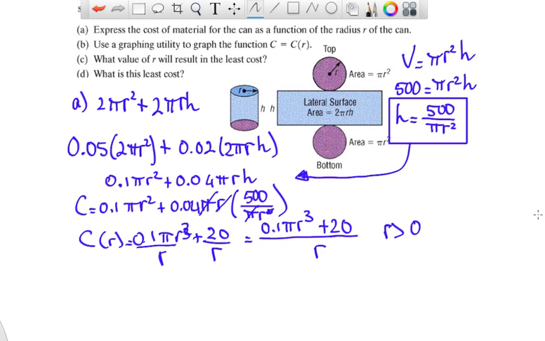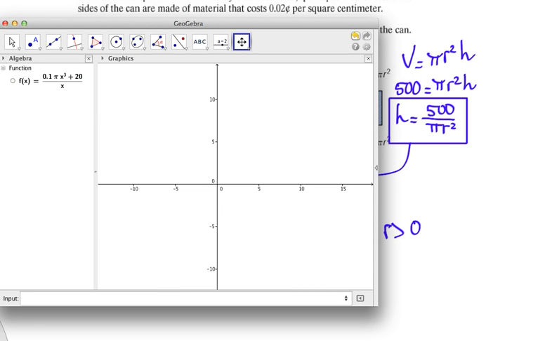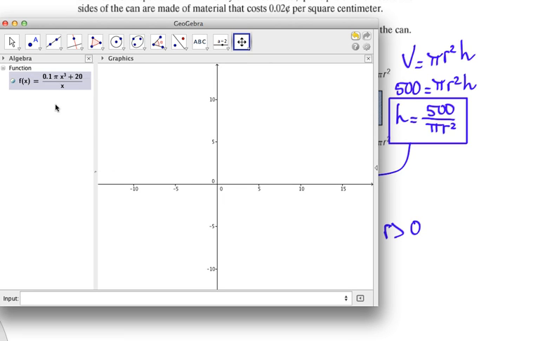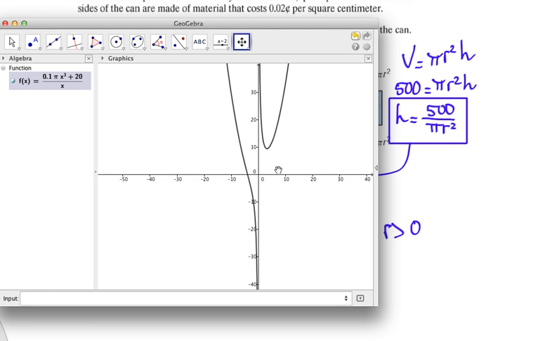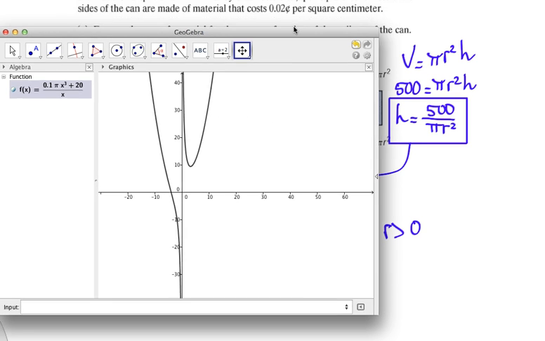Use a graphing utility to graph the function. Alright, using a graphing utility to graph the function. There's the function. So for some reason it's not letting me. There we go. So we're going to show it. So there it is. Well, it's a little hard to see there, so let me zoom it out. So that's the function, graphed.